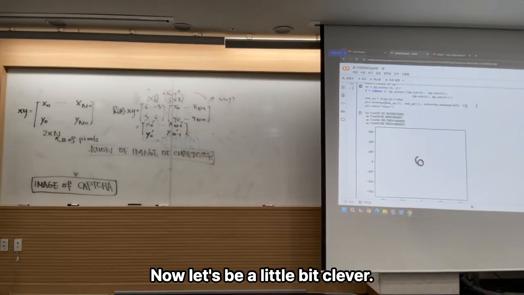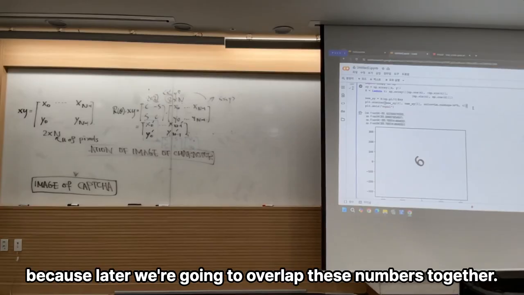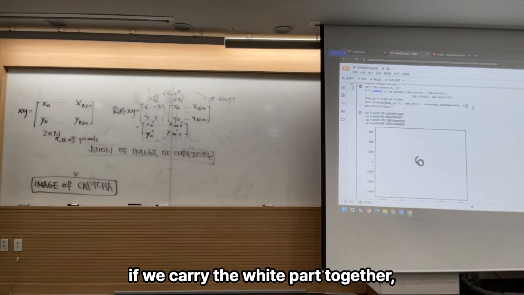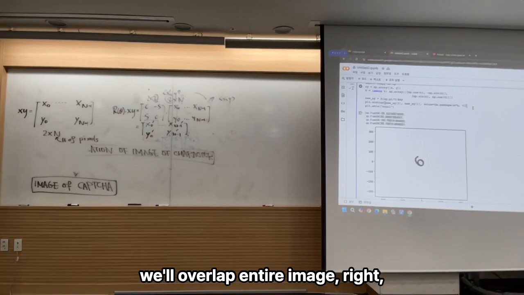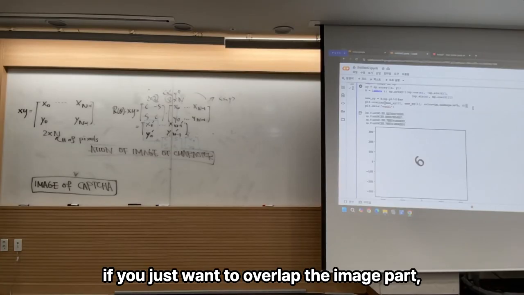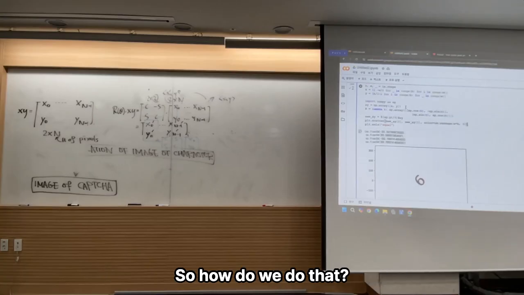Now let's be a little bit clever. So we know that we don't need to take white part, and also we shouldn't take the white part because later we're going to overlap these numbers together. If we carry the white part together, then whatever we overlap will overlap entire image, right? A lot bigger part of the image. So if you just want to overlap the image part, then you have to get rid of the white part. So how do we do that? So it's about just coloring part.